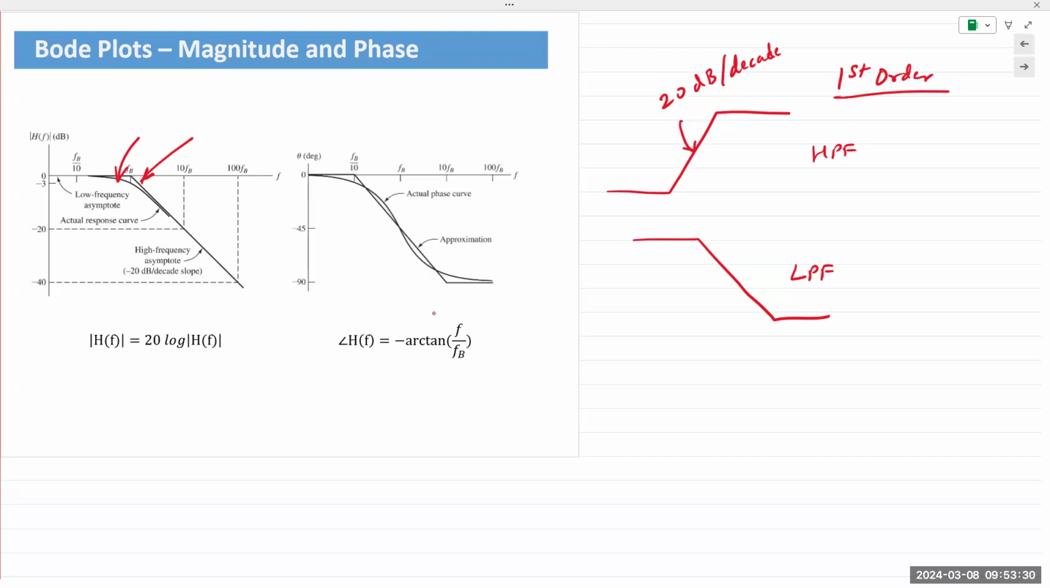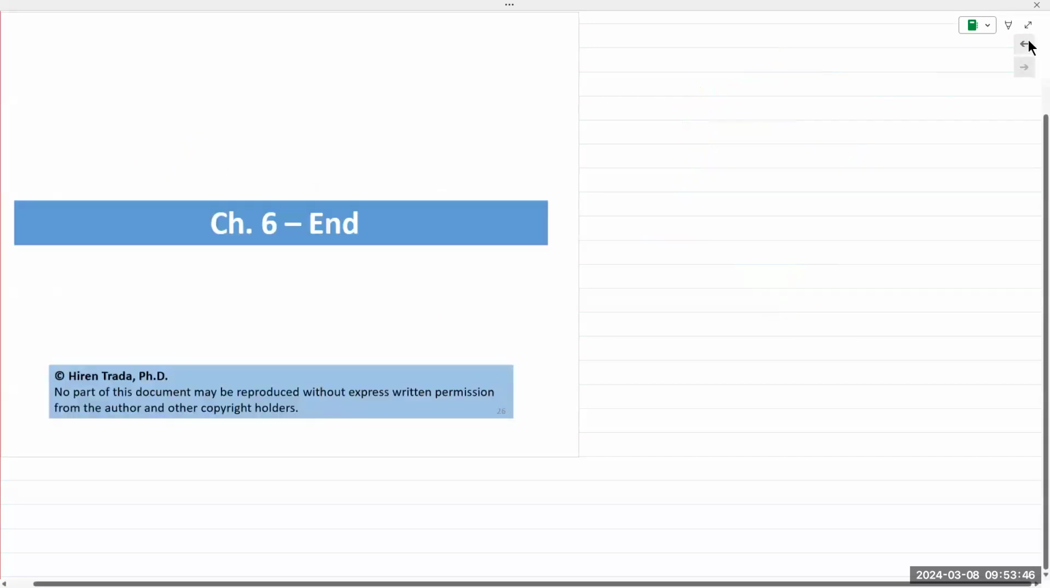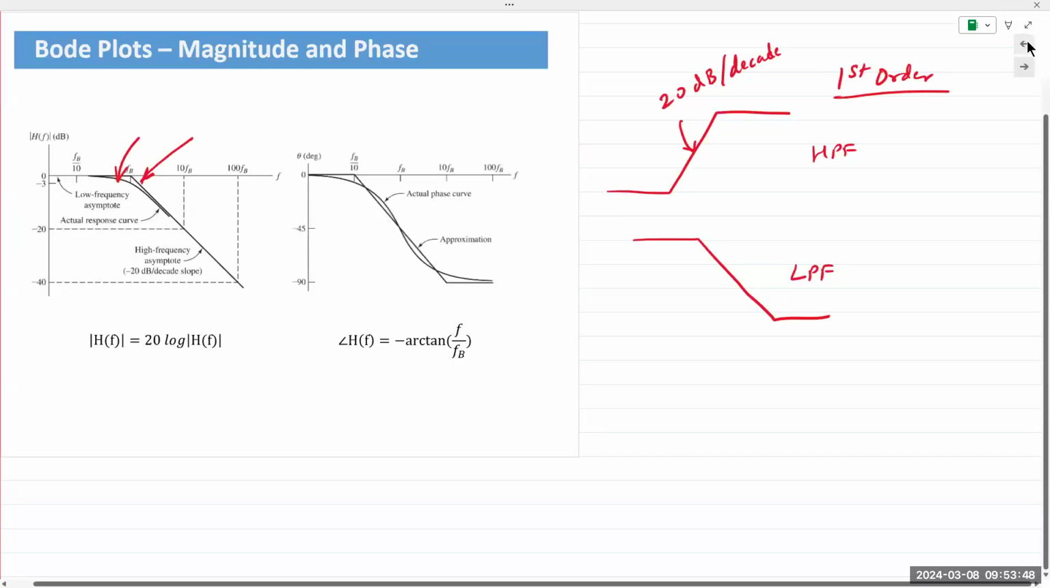A third order filter would be 60 dB per decade, whether it's going up or coming down. The slope remains the same. Again, these are straight line approximations of a filter response.